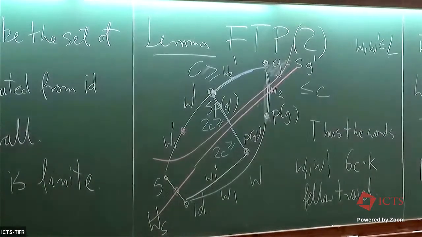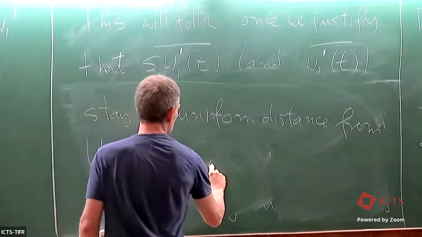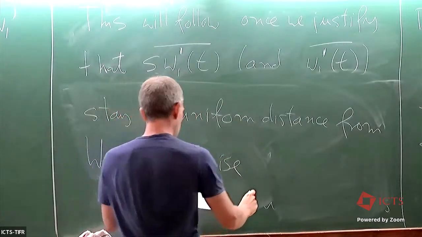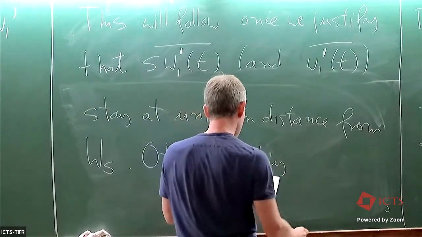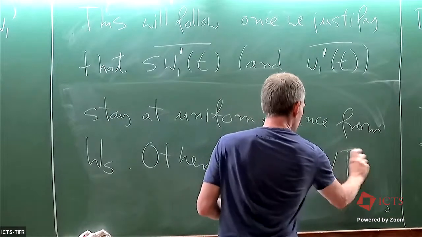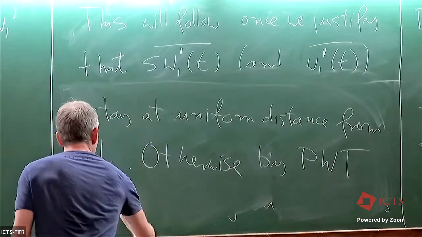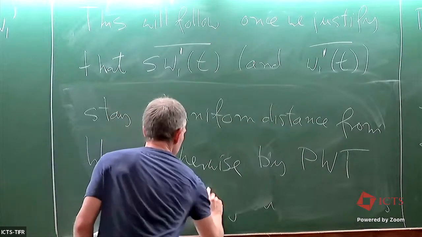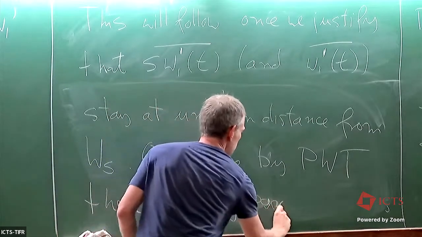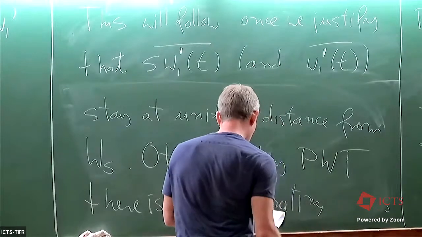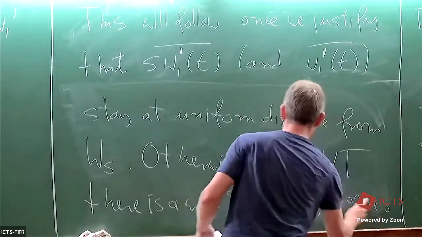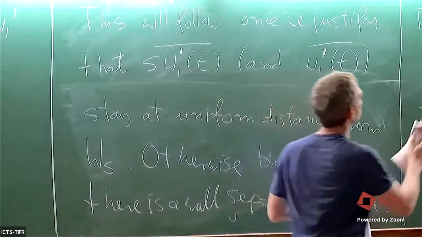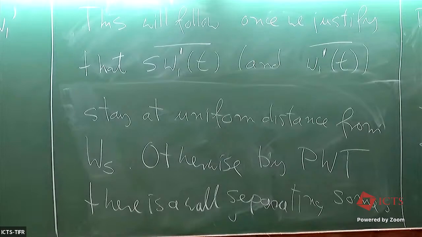Let me write all that. So otherwise, if it's too far, if it's not at uniform distance from WS, then by the parallel wall theorem, there is a wall separating some point of this form from the wall WS.